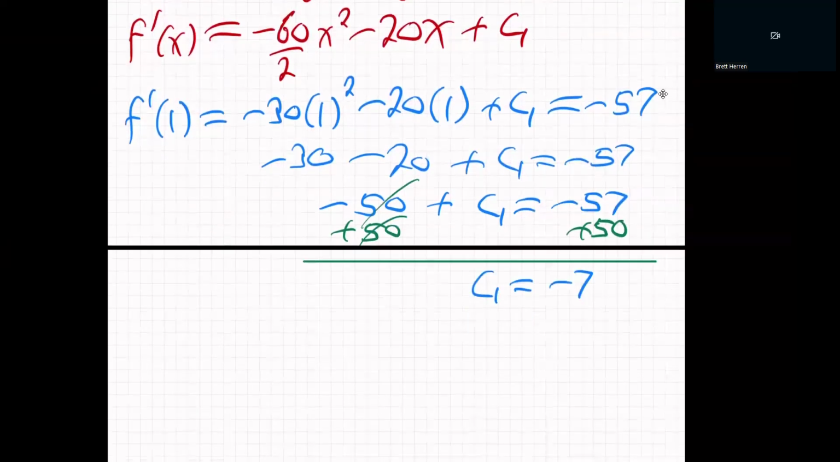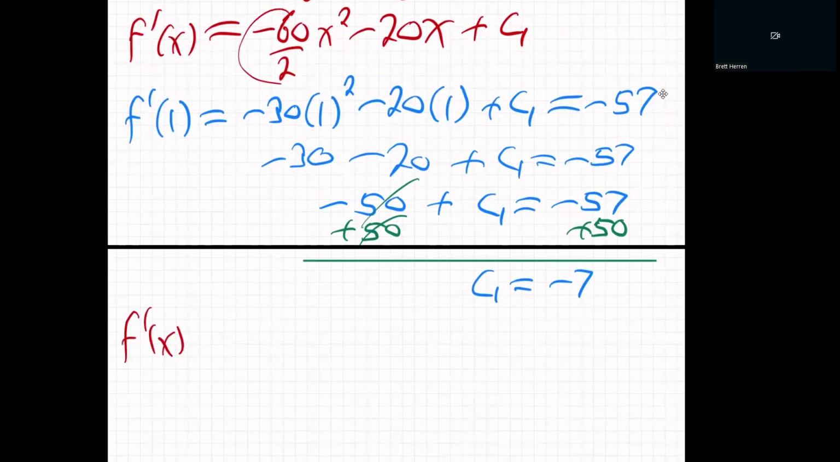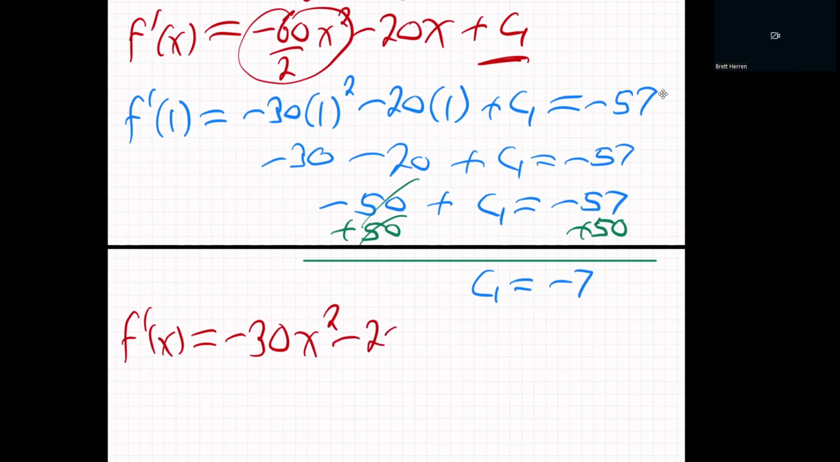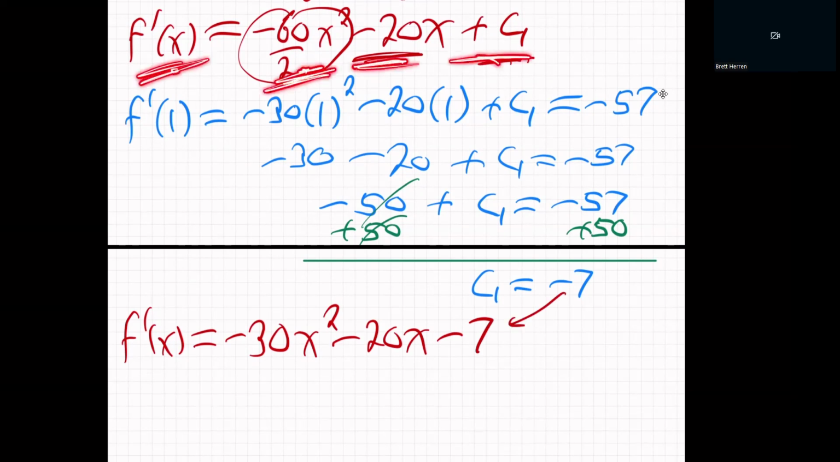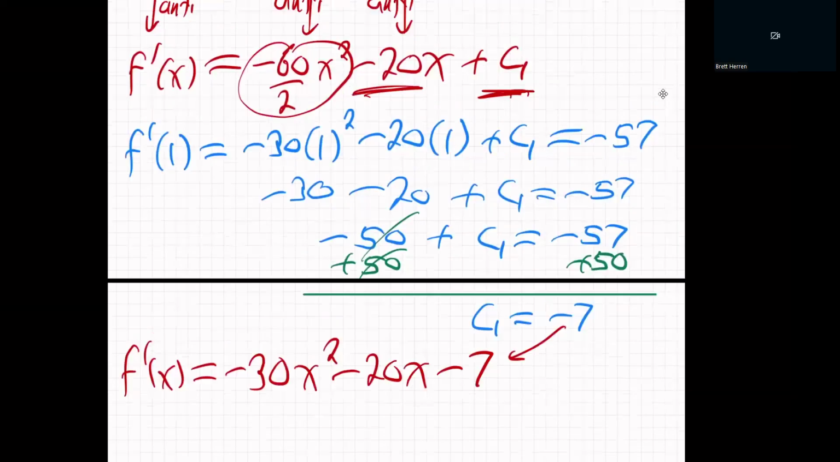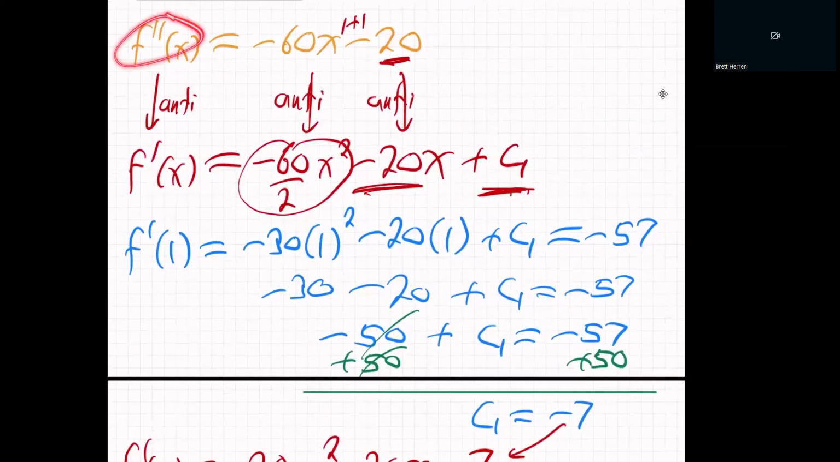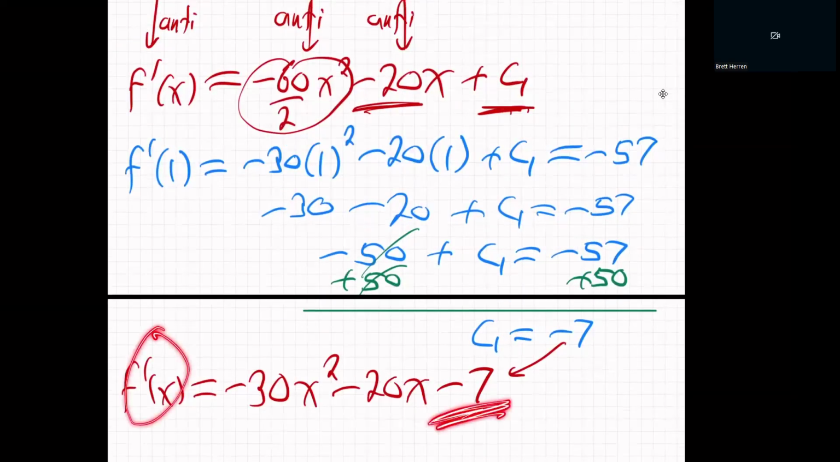So we got constant 1. So let's rewrite our f prime function right here. We're going to rewrite it now with the knowledge of what constant 1 is. Minus 30x squared minus 20x, right? Plus constant 1, which means minus 7. So there it is right there. So we just took f prime, single prime, rewrote it now with the knowledge of constant 1. Okay, so we've done one anti-step. We're from f double prime to f single prime and solve for the constant piece.